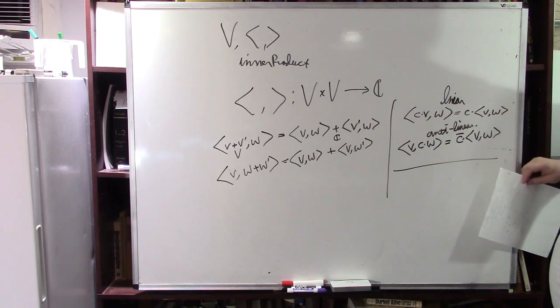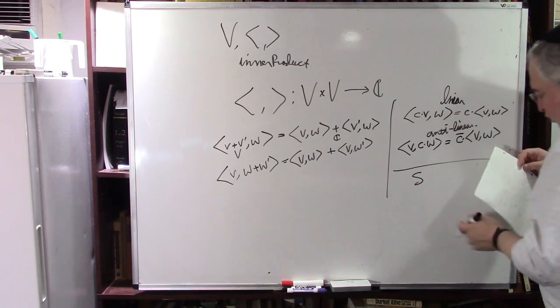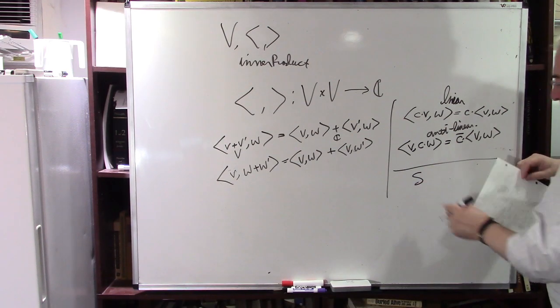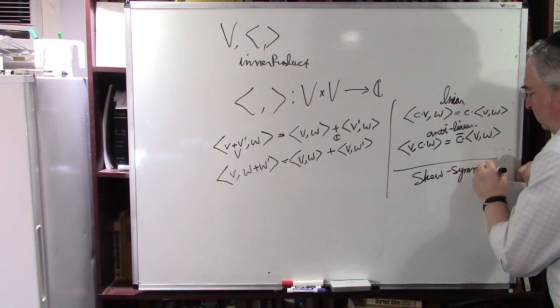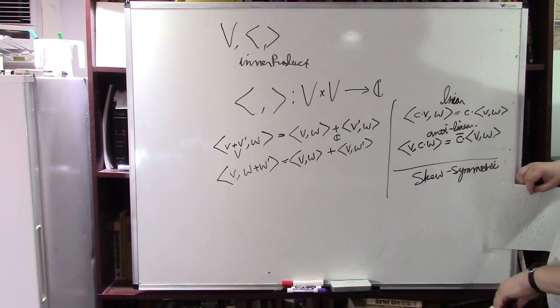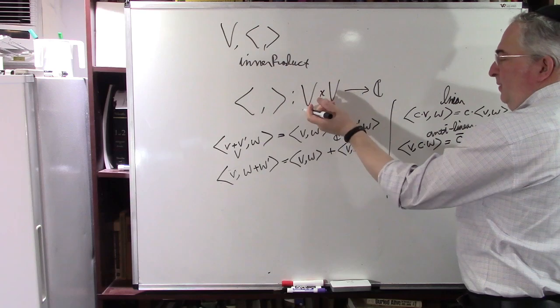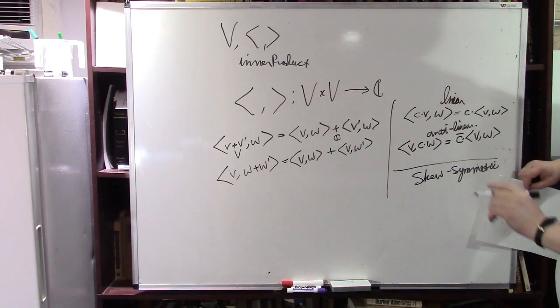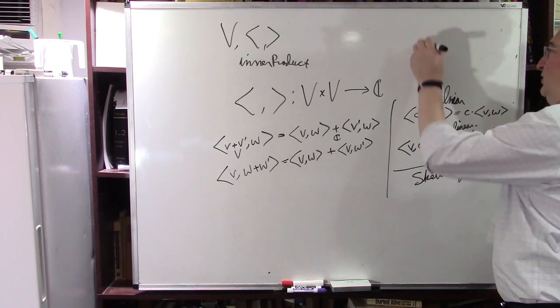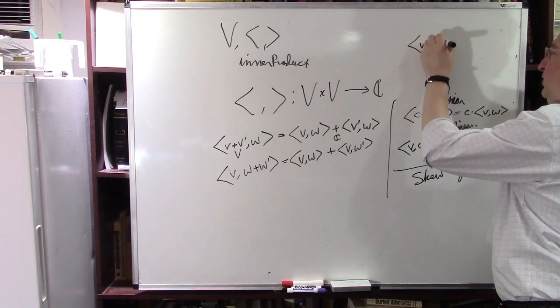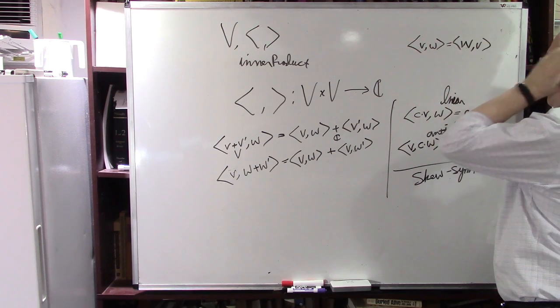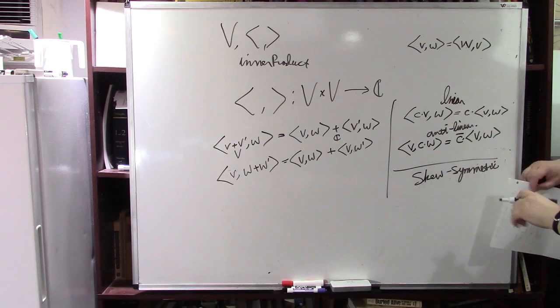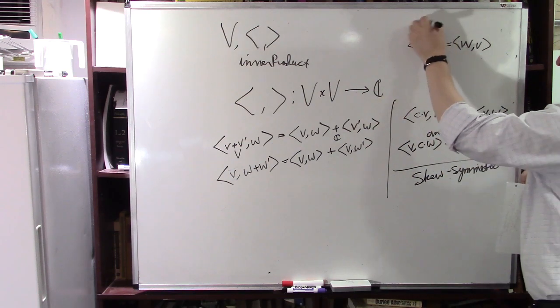One more property is called skew symmetric, S-K-E-W, symmetric. It says, what happens if I flip the two vectors? What's the relationship? If you're dealing with real vector spaces, then v, comma, w is equal to w, comma, v. What that says is, when you're comparing two vectors, it doesn't matter which one's first and which one's second. That's very nice for real vector spaces.